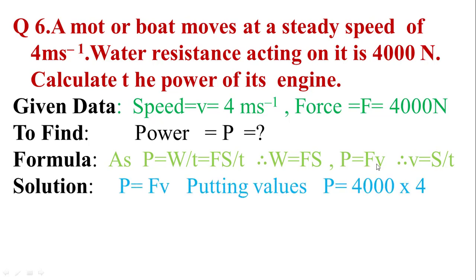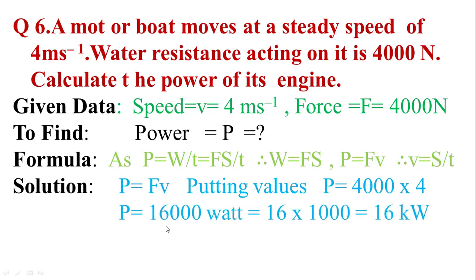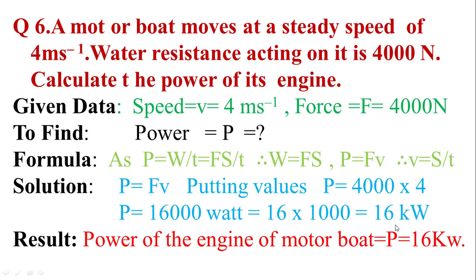In the solution, putting the values of force and speed, P is equal to 4000 multiplied by 4 is equal to 16,000 watt, or power is equal to 16 multiplied by 1000, and 1000 is equal to kilo. So the final answer of power P is equal to 16 kilowatt. Result: the power of the engine of the motorboat is 16 kilowatt.